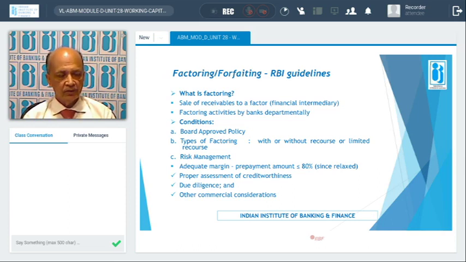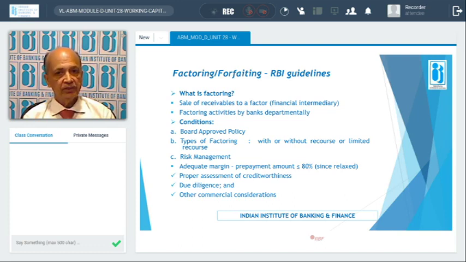Here there is a margin requirement that is also relaxed. In the sense that it is at the discretion of the individual banks. Then, proper assessment of the creditworthiness. That means due diligence on the customers' antecedents, whether the party on whose behalf the bank is doing this factoring is financially sound enough to make good the bank in case of need.